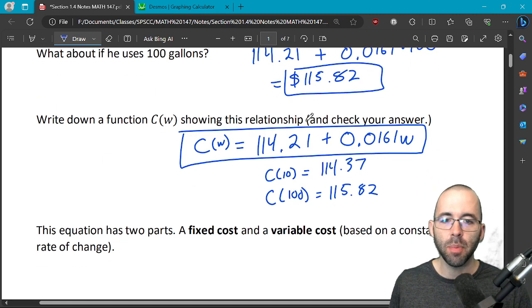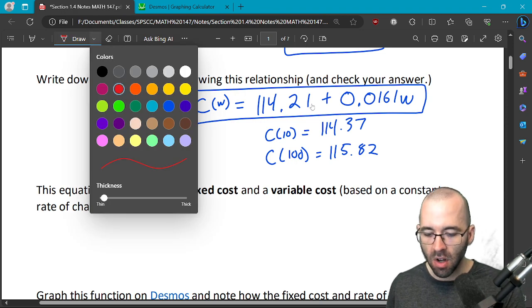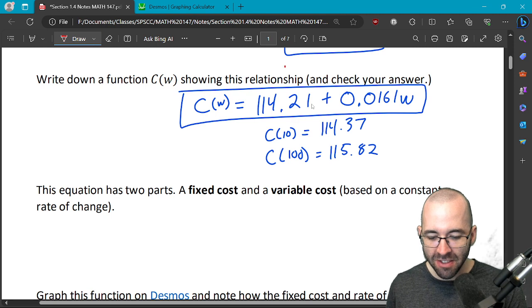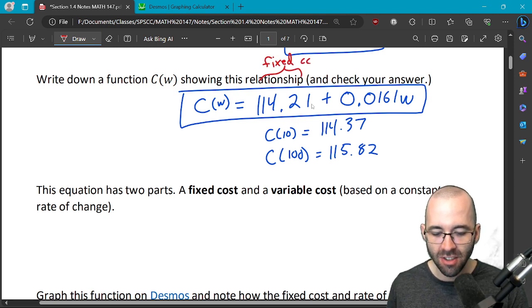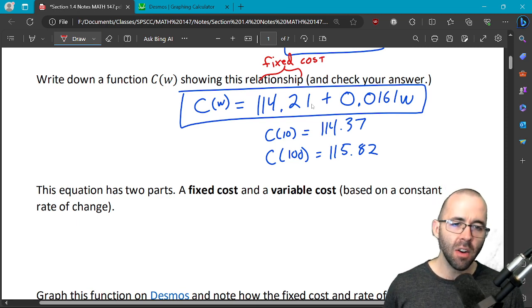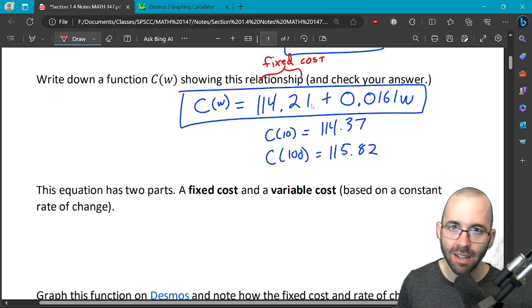So this equation is two parts. There's a fixed cost and a variable cost, and I bet you can guess which one is which. The fixed cost is the part that is fixed. It doesn't change. And this happens a lot, and not only in linear functions. This is a linear function. We'll talk about why later.